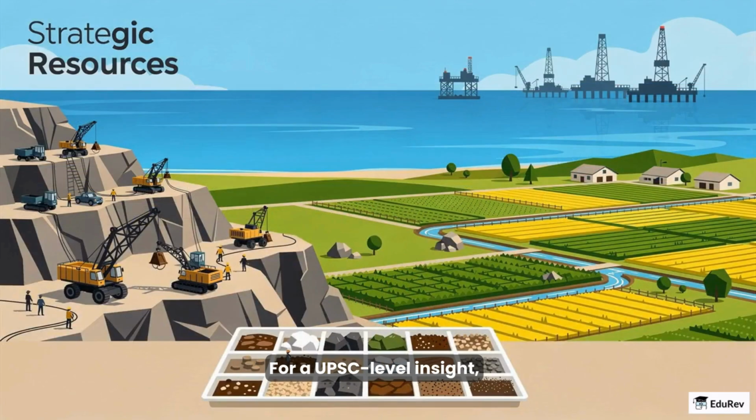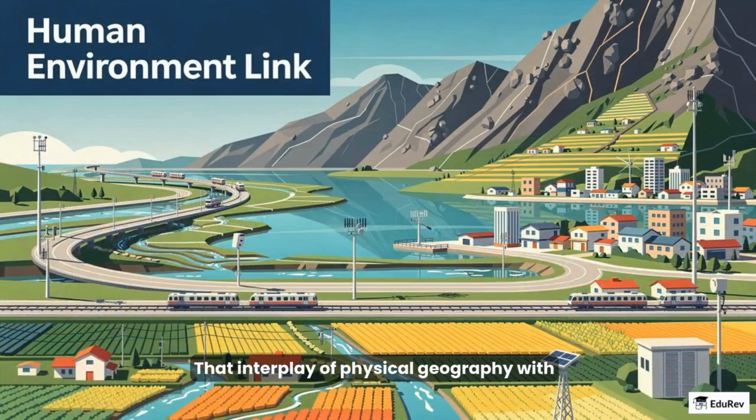For a UPSC level insight, notice how physiography explains strategic resource distribution: mineral-rich shields, fertile plains for agriculture, offshore basins for hydrocarbons, and major freshwater reserves concentrated in the Great Lakes. That interplay of physical geography with human systems underpins economic development, environmental challenges, and policy choices, from water management to disaster preparedness in seismic and volcanic zones.